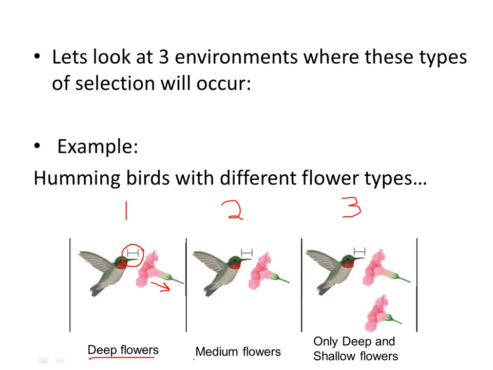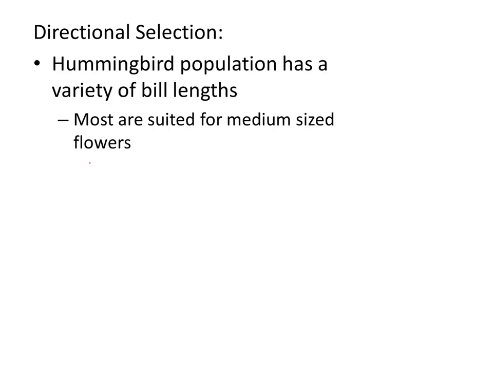The second environment, imagine having normal-sized medium flowers. And the third environment that we'll look at, imagine having only flowers that are very deep, or flowers that are not deep at all, very shallow. First example would lead to directional selection.